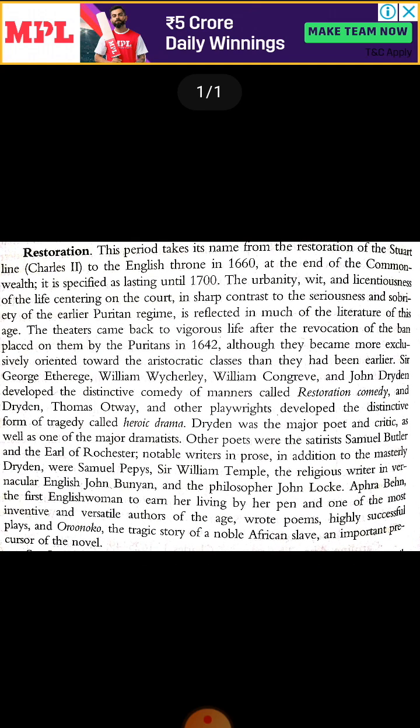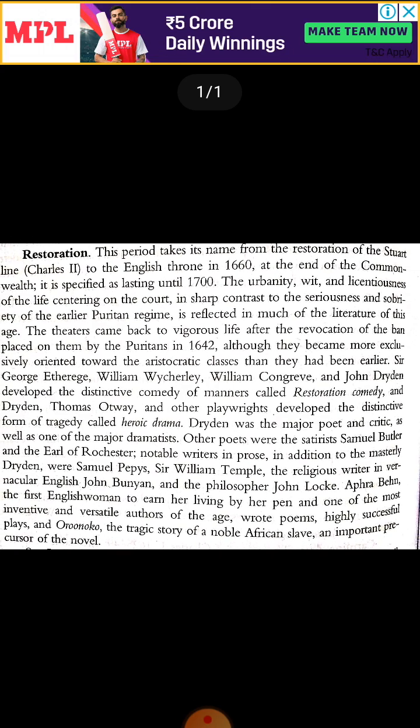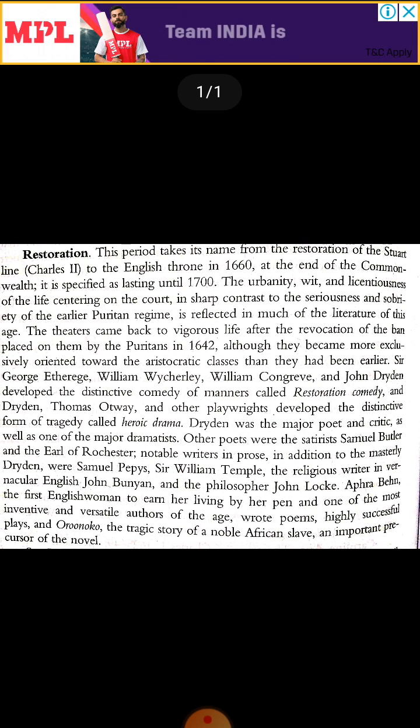Dryden was the major poet and critic as well as one of the major dramatists. Other poets were the satirists Samuel Butler and the Earl of Rochester. Notable writers in prose, in addition to the masterly Dryden, were Samuel Pepys, Sir William Temple, the religious writer; in vernacular English, John Bunyan, and the philosopher John Locke. These were some writers in prose during this period.